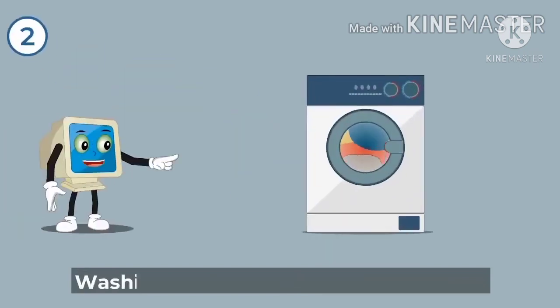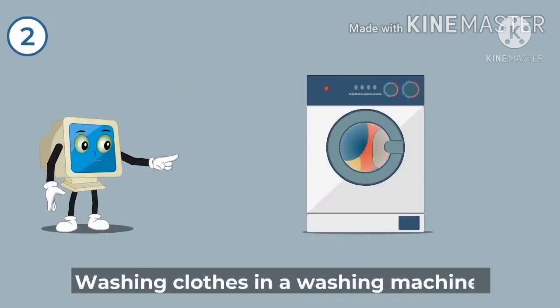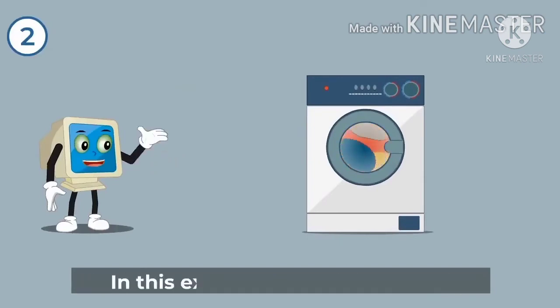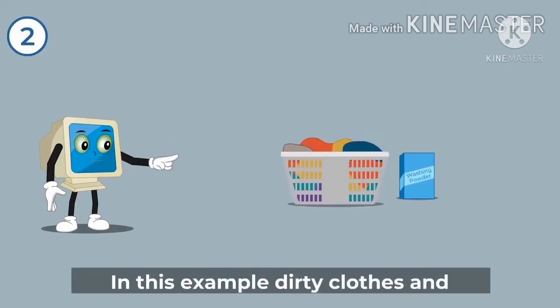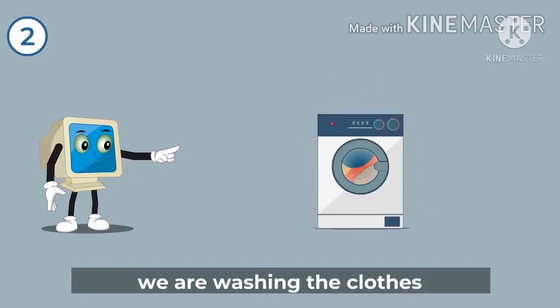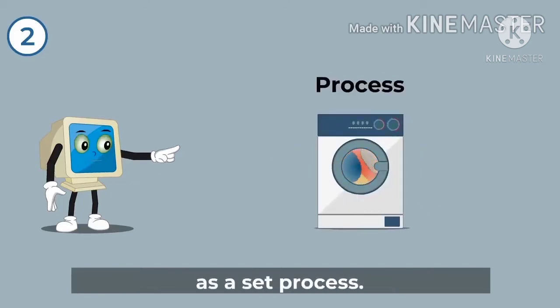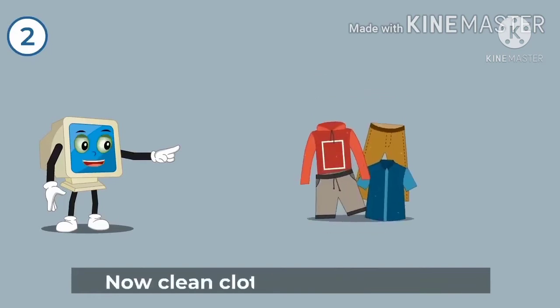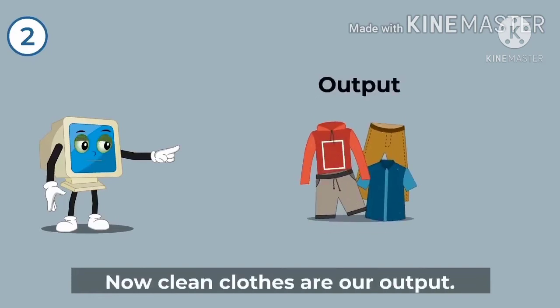2. Washing clothes in a washing machine. In this example, dirty clothes and washing powder are our input. We are washing the clothes as a set process. Now, clean clothes are our output.